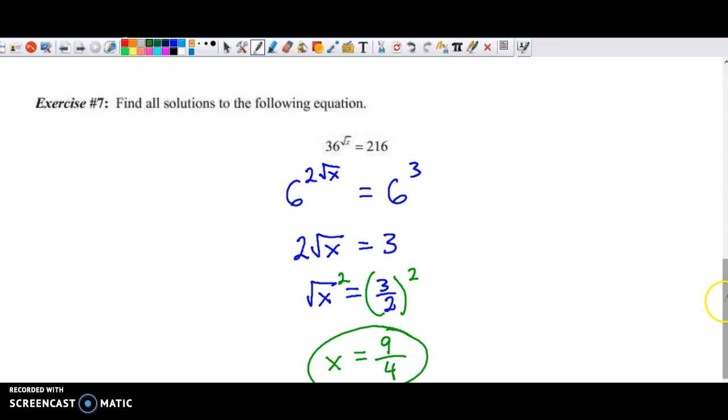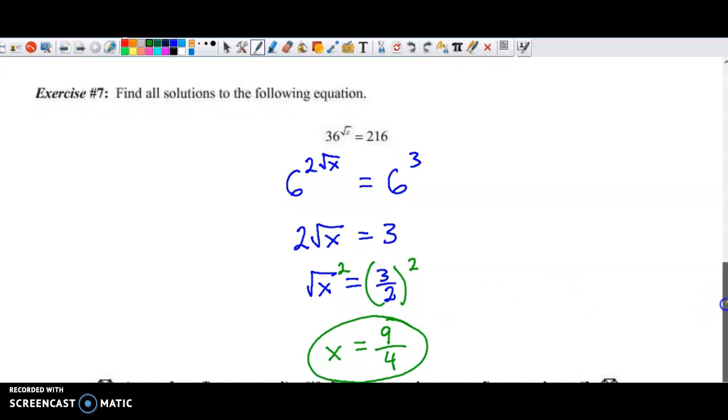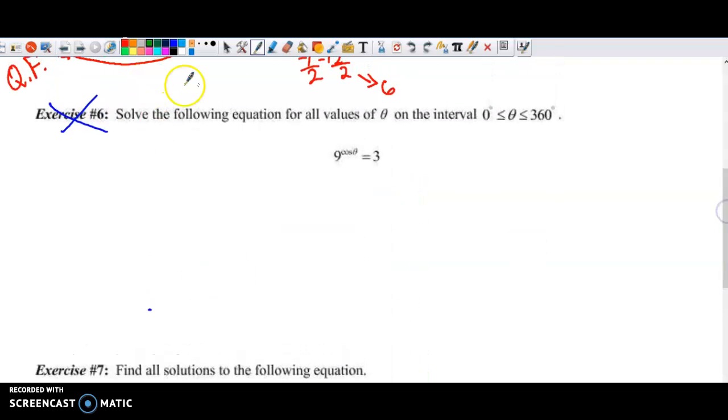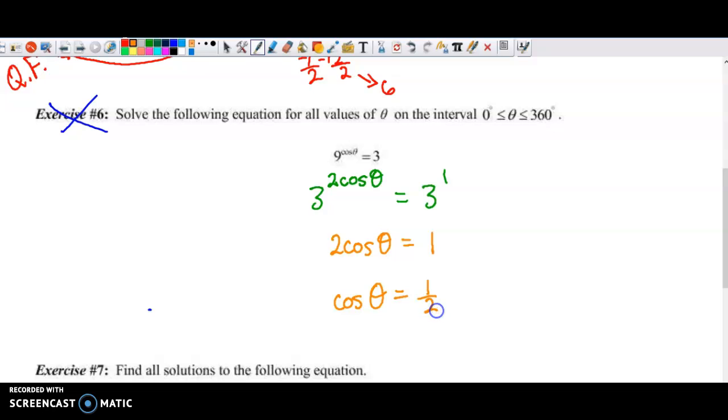Okay. There's a reason why I skipped exercise 6, but just so I have good notes, I'm going to go ahead and do this. If you've learned this before, you could still do 3 squared is 9, and then 3 to the 1st power, and then the whole thought process on this is that 2 cosine of theta is equal to 1. So cosine of theta is equal to 1/2.